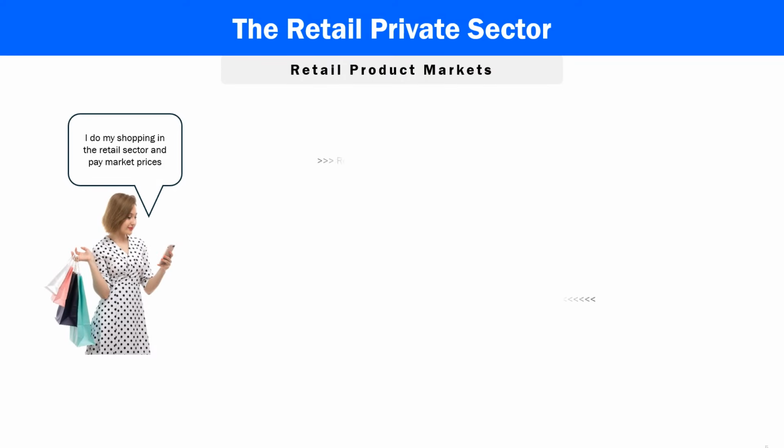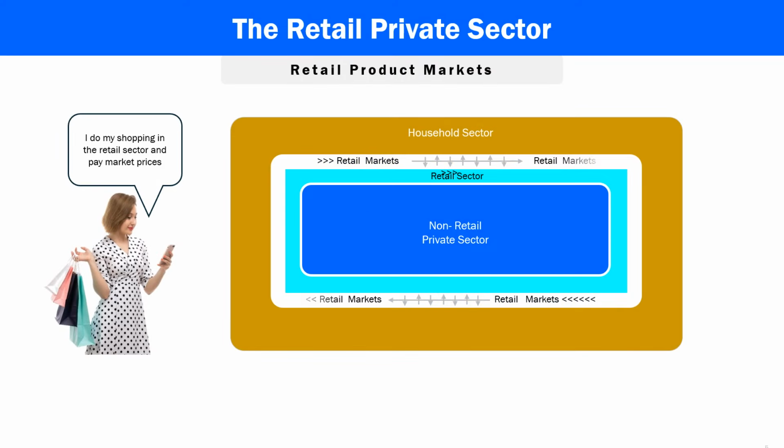In this illustration, we focus on the retail private sector, where the householder is shown shopping. The blue arrow for products and the green arrows for payment represent the retail transactions. This continuous gap between households and firms is the retail market conduit where transactions take place and economic flows circulate.